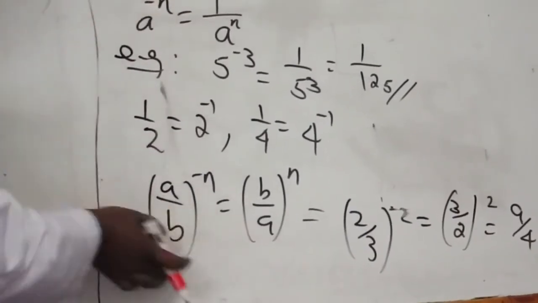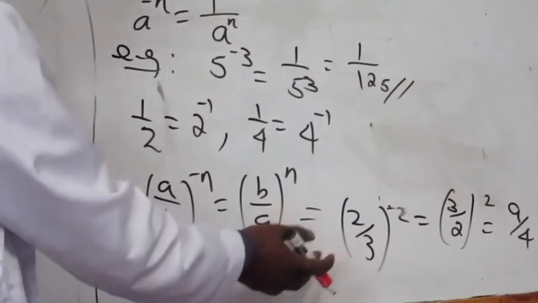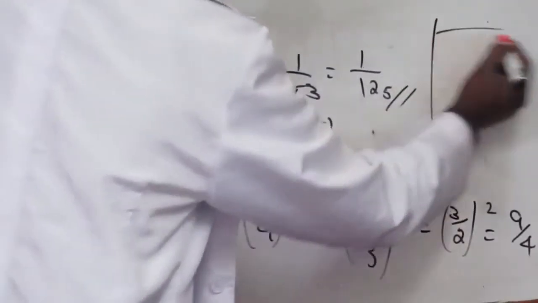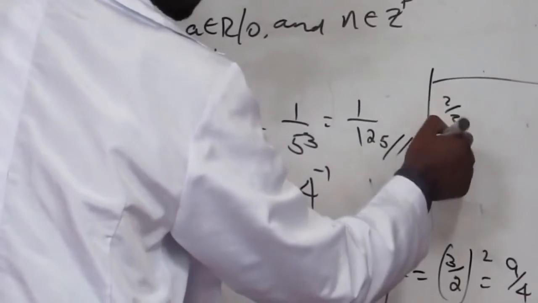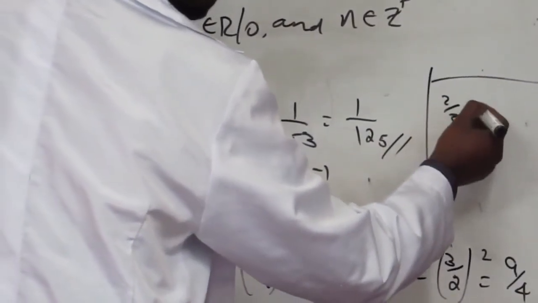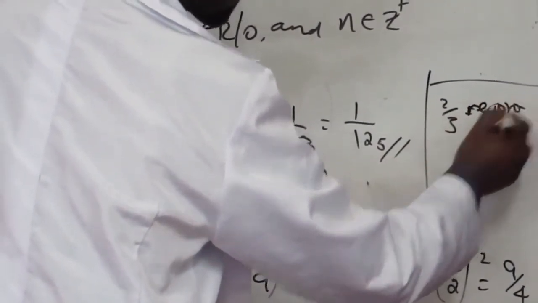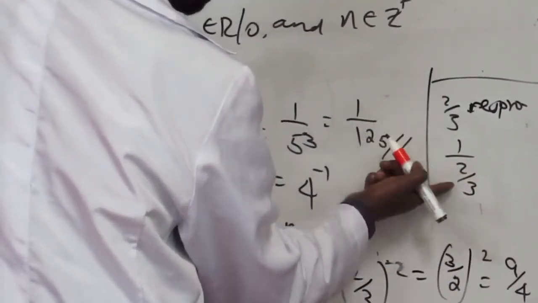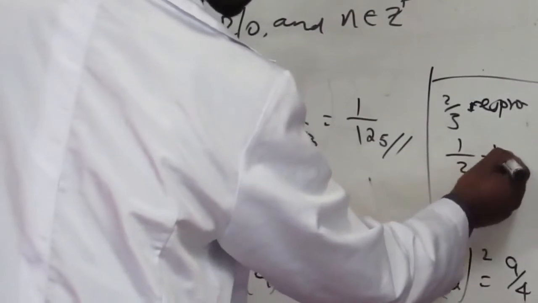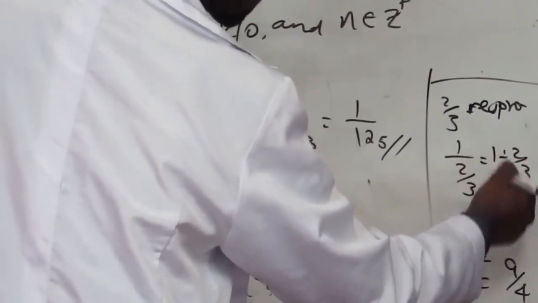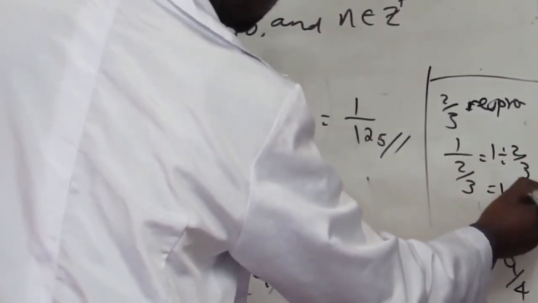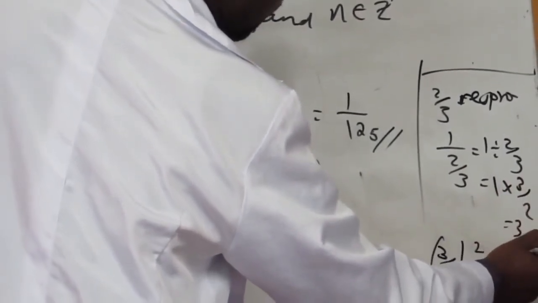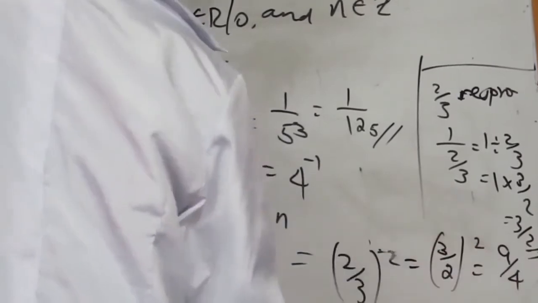In this case, it can be the reciprocal. To show this, the reciprocal of 2 over 3 is 1 over 2 over 3. This means dividing the number 1 by 2 over 3, which is equivalent to 1 times 3 over 2, and finally becomes 3 over 2.